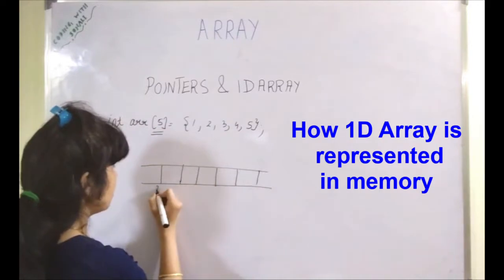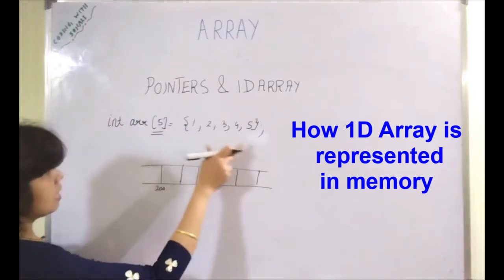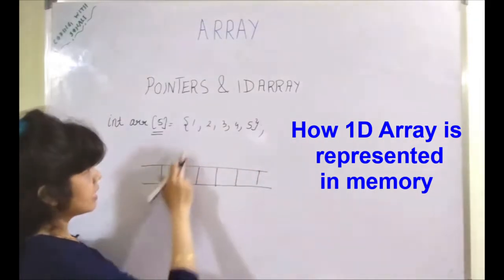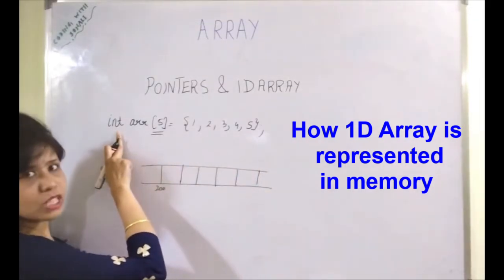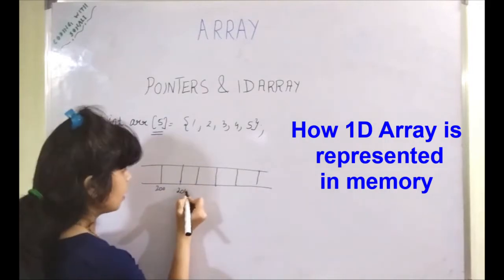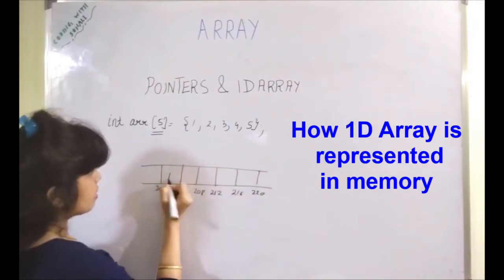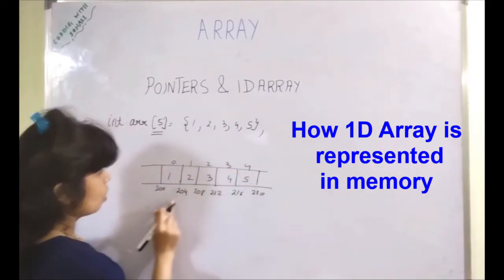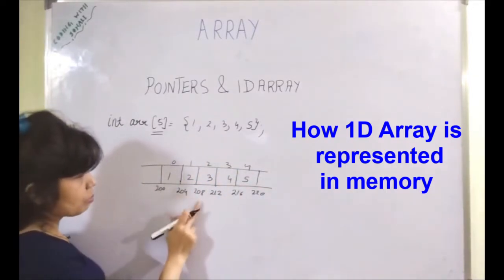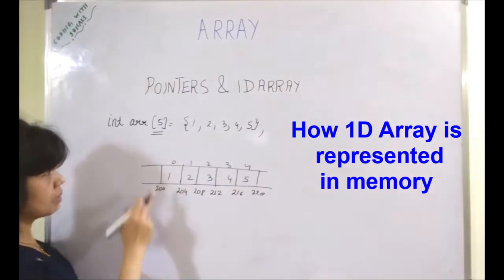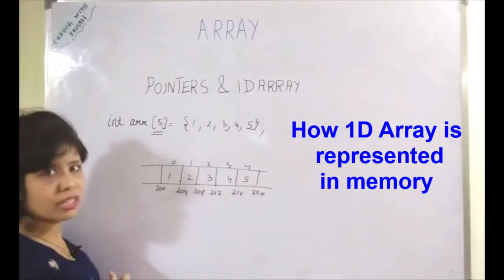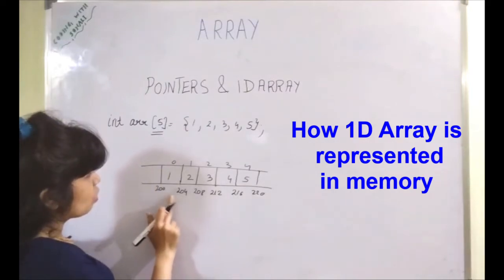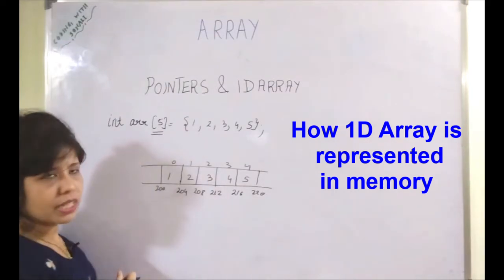So suppose you have 200 here. Since this array is of data type integer, all elements will be of data type integer and an integer takes 4 bytes. So therefore we have 200, 204, 208 and so on, with elements 1, 2 and index 0, 1, 2, 3, 4. You can see after every 4 bytes the next element starts, because elements are stored in contiguous memory locations in case of an array and only 4 bytes are occupied for each element.